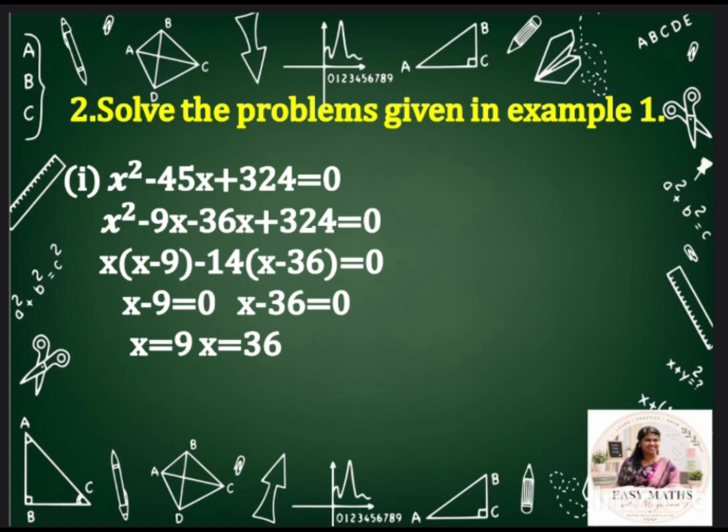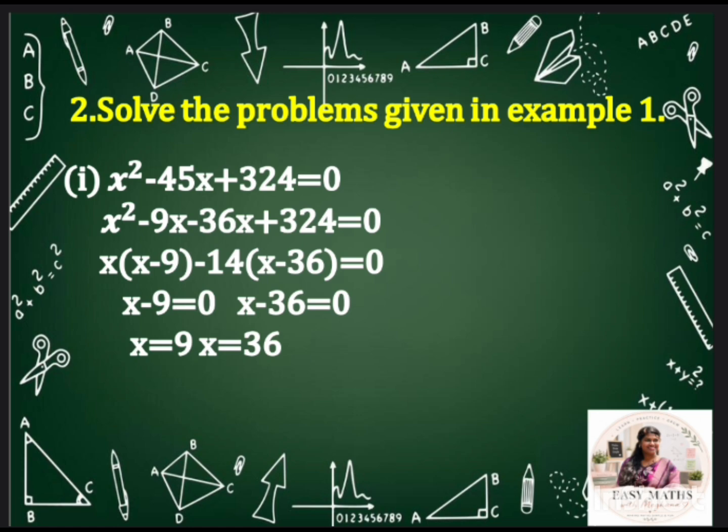It is x square minus 45x plus 324 is equal to 0. Now by using the splitting the middle term factorization method, we can write 324 into x square as 324x square. If you split minus 9x and minus 36x, you will get the product as 324x square and the sum as minus 45x. Therefore, you can write x square minus 9x minus 36x plus 324 is equal to 0.